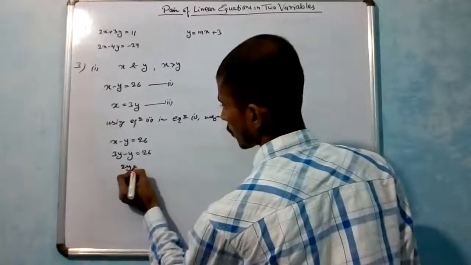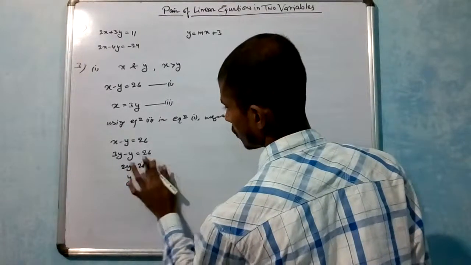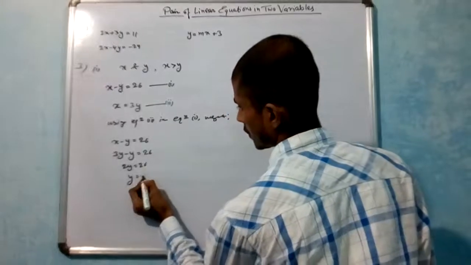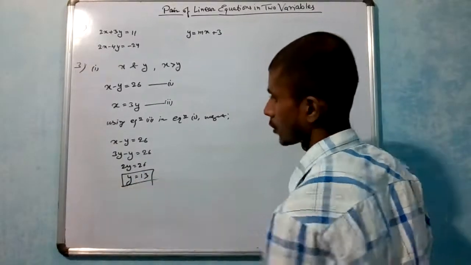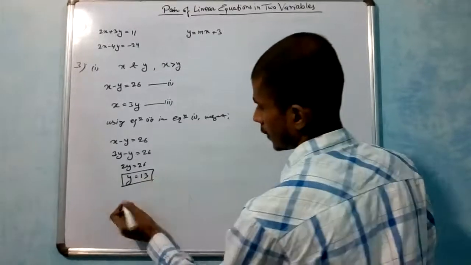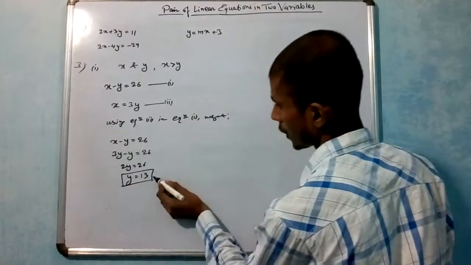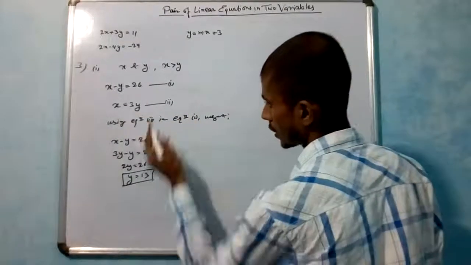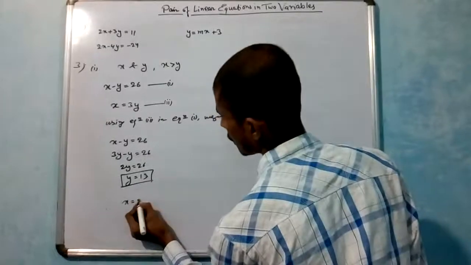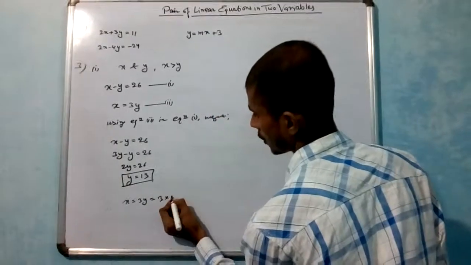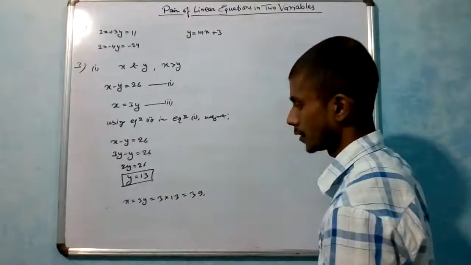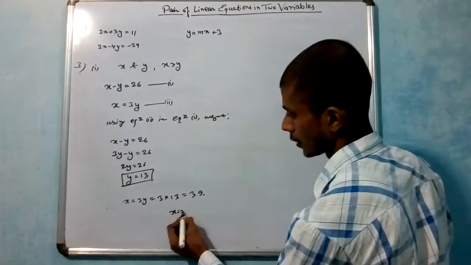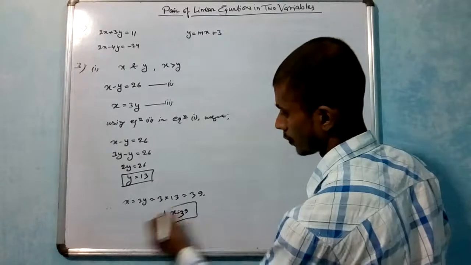And then we will get 2y is equal to 26. Y is equal to 26 by 2, that is 13. So we got y is equal to 13. Okay. And then therefore, again substituting y is equal to 13 in the second equation, we get how much? X is equal to 3y, means 3 into 13, 39. Understanding? So we got x is equal to 39. Like this we can solve.